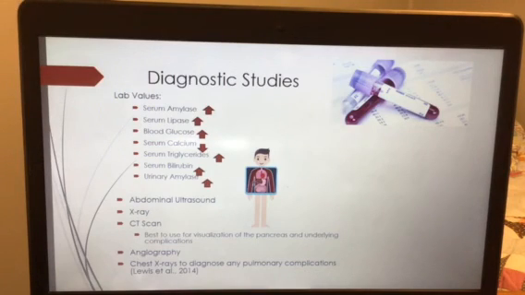Imaging studies, we have abdominal ultrasounds, x-rays, CT scans. And CT scans are best used to visualize the pancreas and for underlying complications, as well as those pseudocyst and abscess formation. An angiography to look at the blood flow to the pancreas, and chest x-rays to diagnose any pulmonary complications, like we discussed, the pleural effusion, atelectasis, things like that.